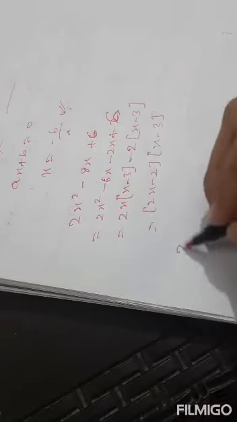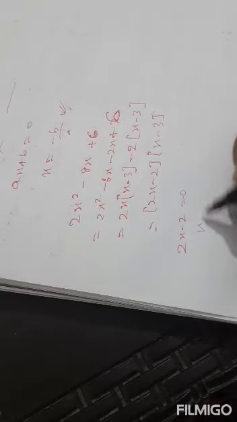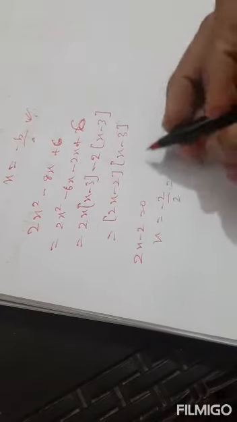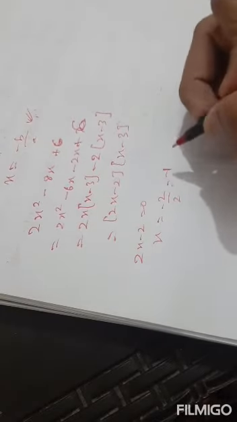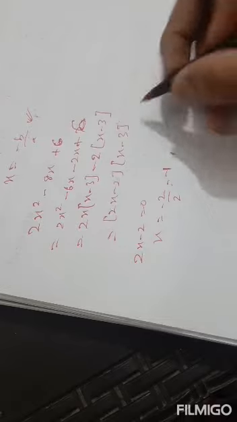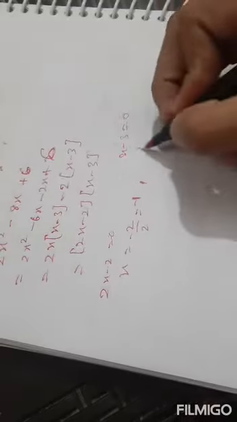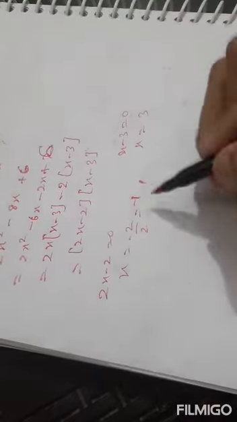Either 2x minus 2 equals 0, so x equals 2 upon 2, which equals 1. And the second factor, if x minus 3 equals 0, then x equals 3. So there are two roots, 1 and 3. Clear?